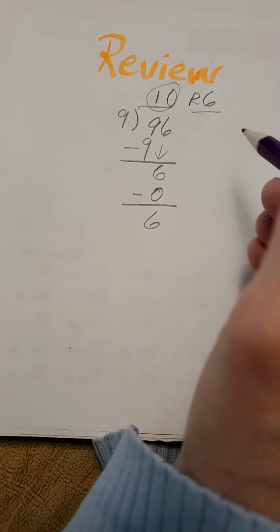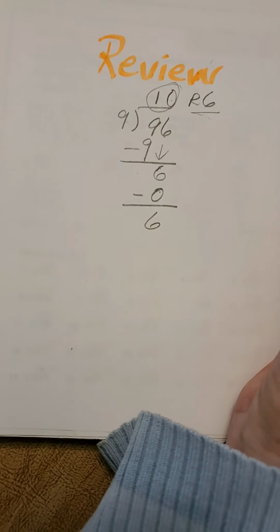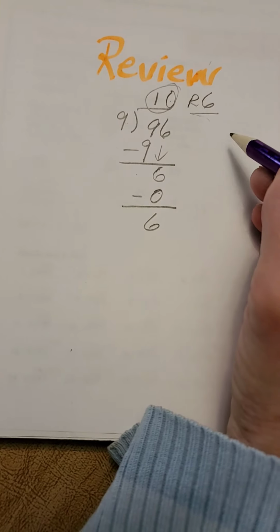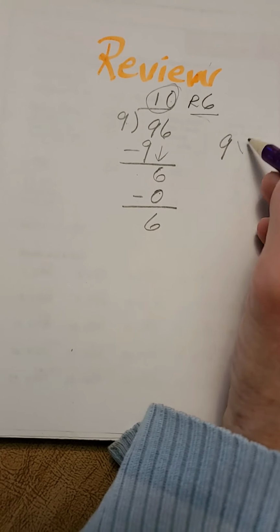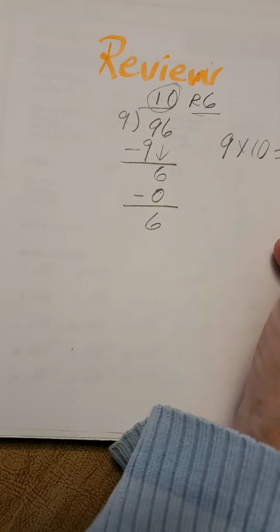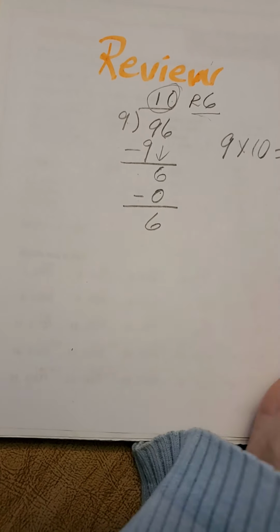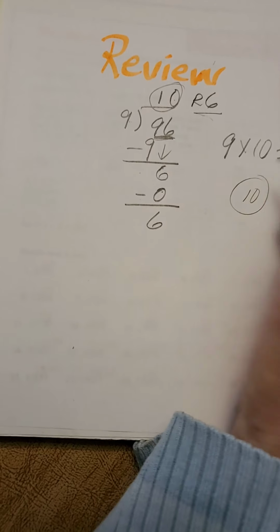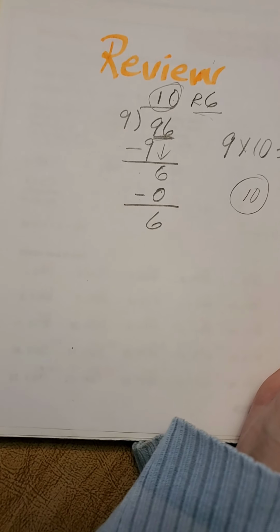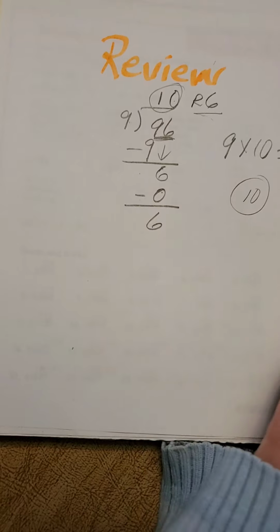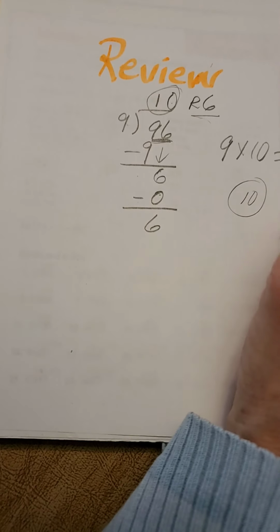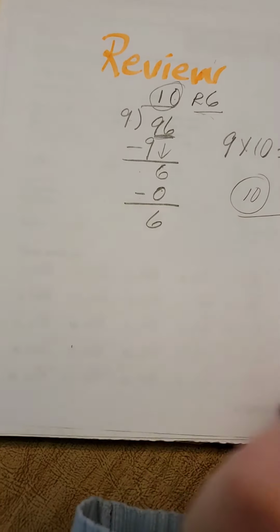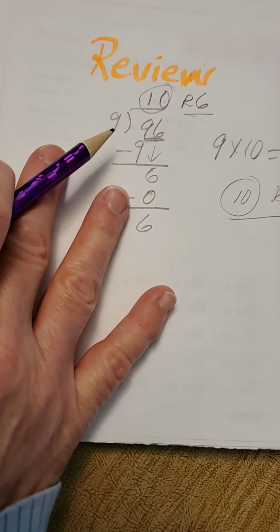Now, you might look at this, and this will review our rounding as well. You might look at this and say 9 times 10 equals 90. And that's almost 96, isn't it? So you know that at least 10 cards will be given to each of the 9 people. And how many are left over? 6. So it's remainder 6. Some of you have done that in your head right when I wrote that on the page.